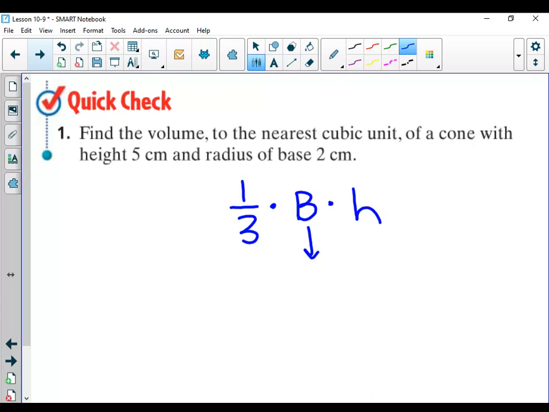What's capital B going to be for a cone? Pi times radius squared.